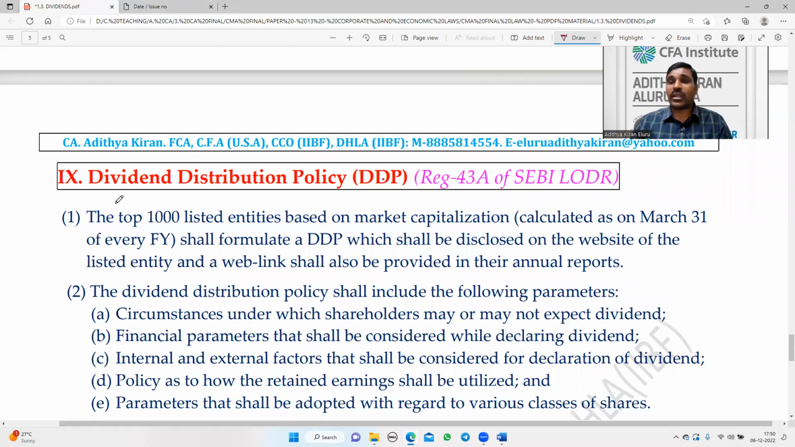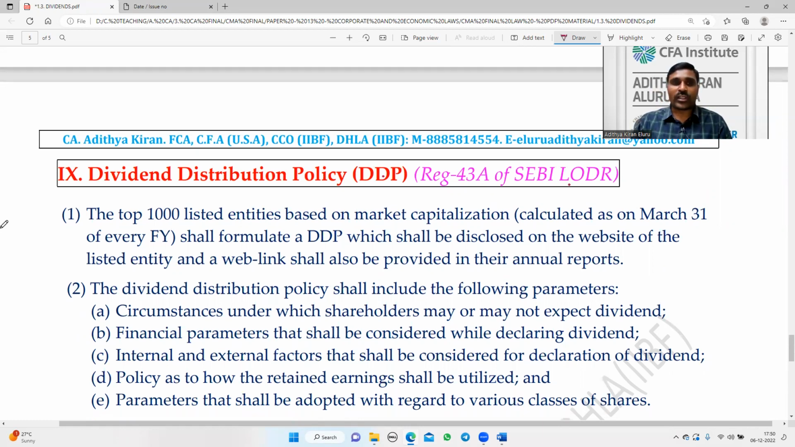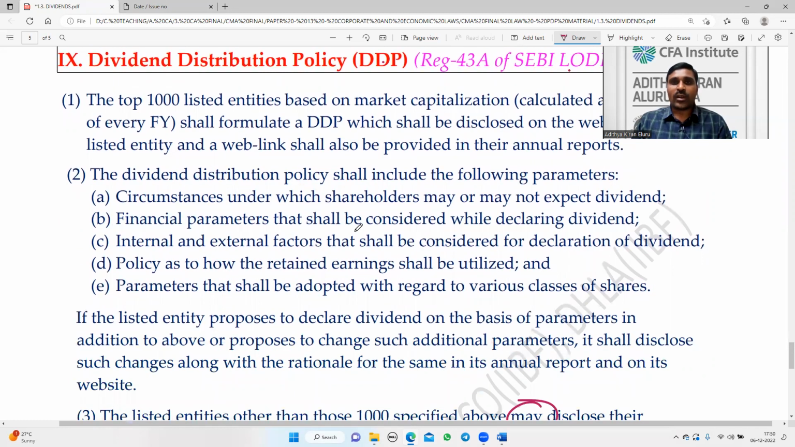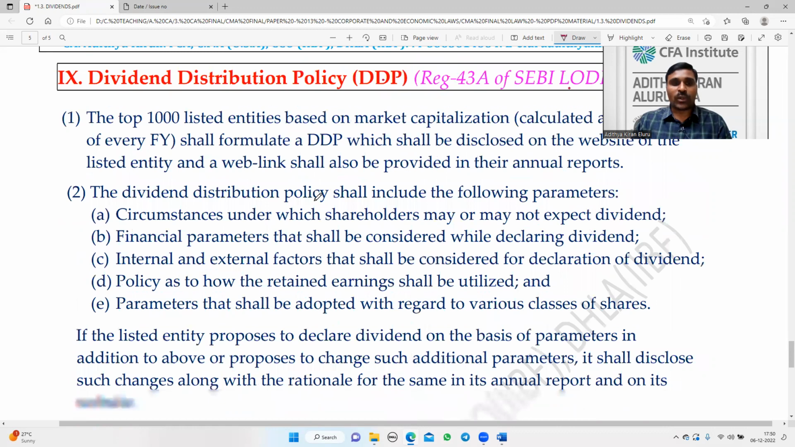Regulation 43A of SEBI Listing Obligations and Disclosure Requirements. There is a chance of this being tested as a theory question, dividend distribution policy. So it's an important topic. Please go through it. Okay, thank you.